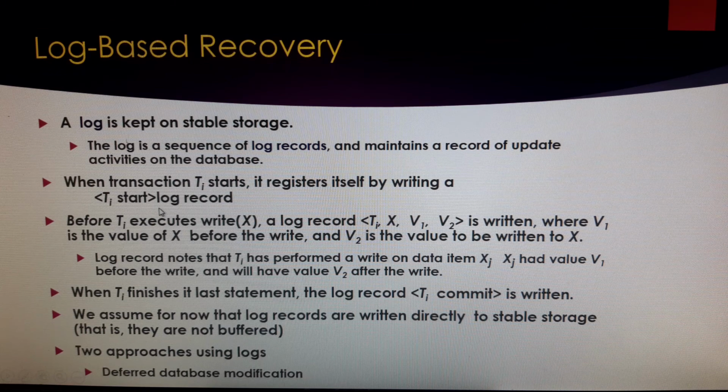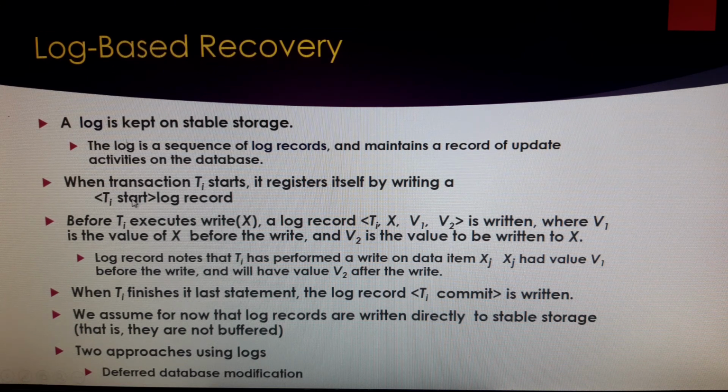If it is executing a read operation, we record TI, X. If it is a read, only one value is there; if it is a write, two values are there. TI is the transaction identifier, X is the data item, V1 is the old value, and V2 is the updated, new value. If two values are there in a log record, it is a write operation on X. Likewise, we should keep all the log records.